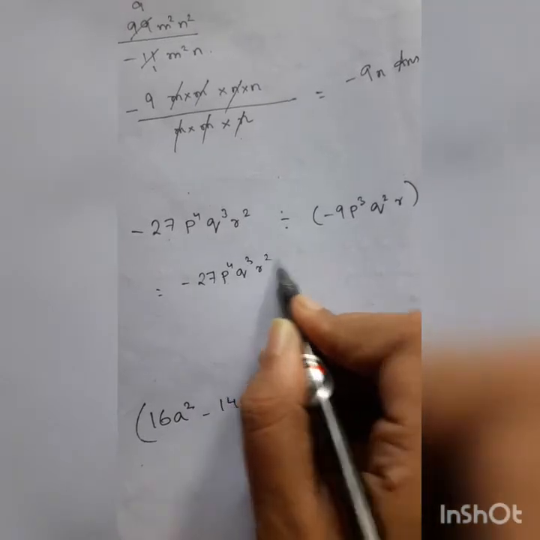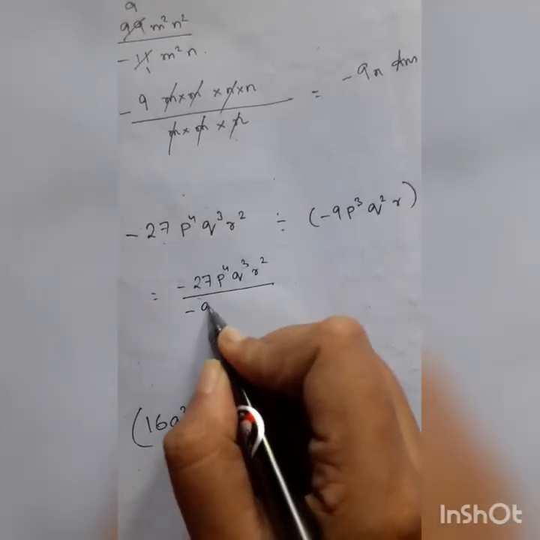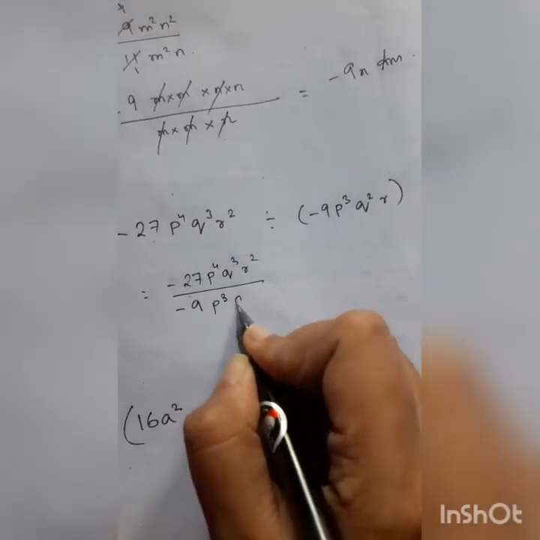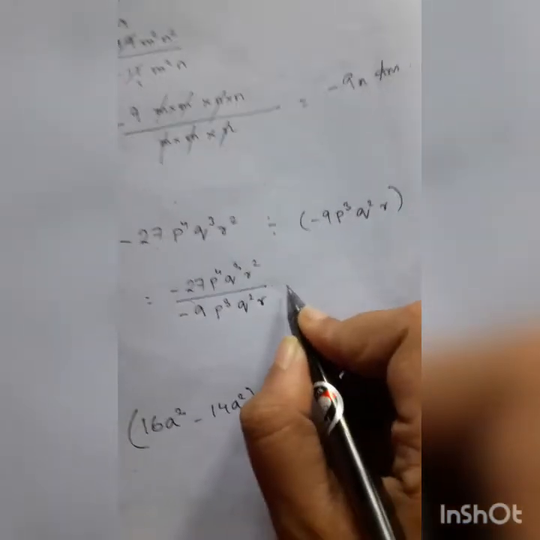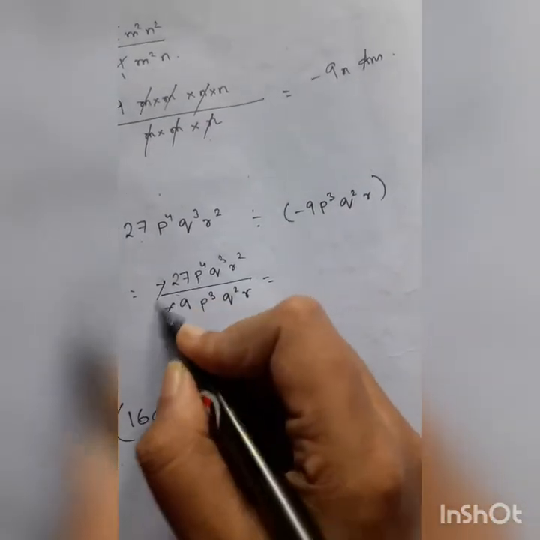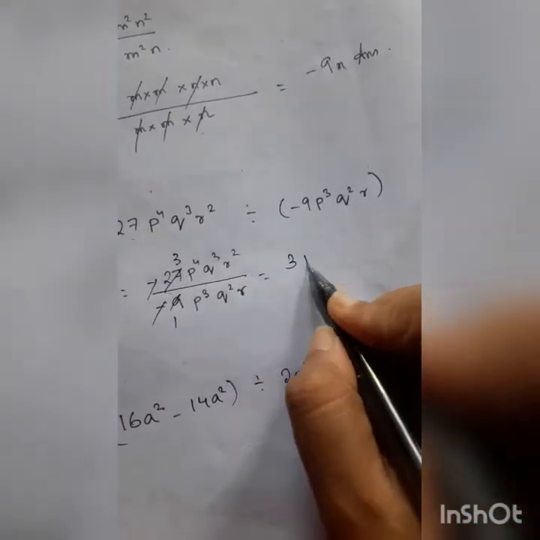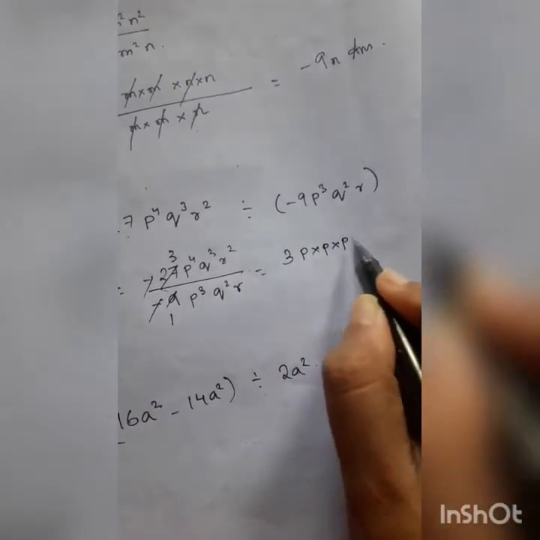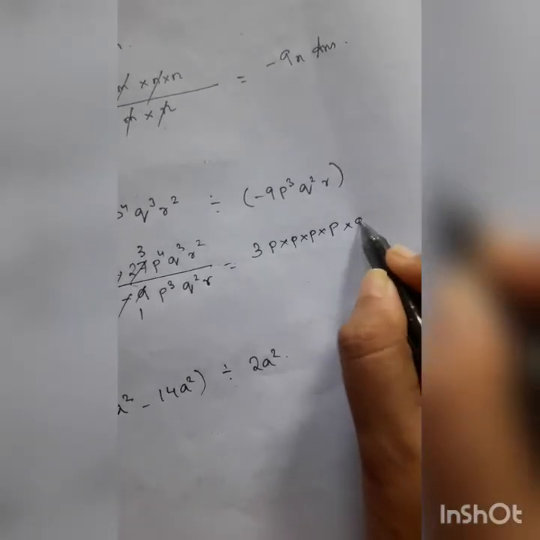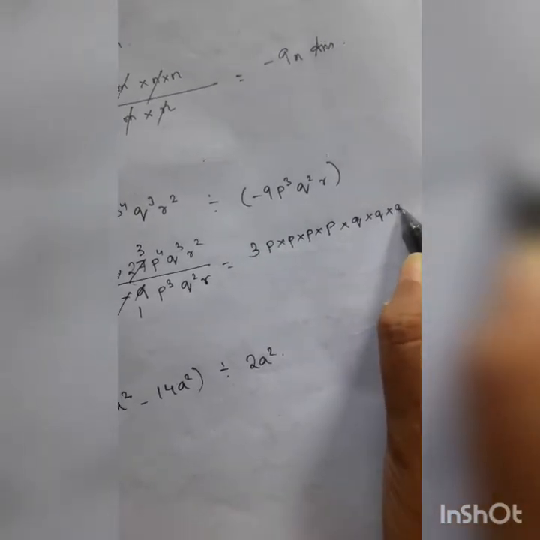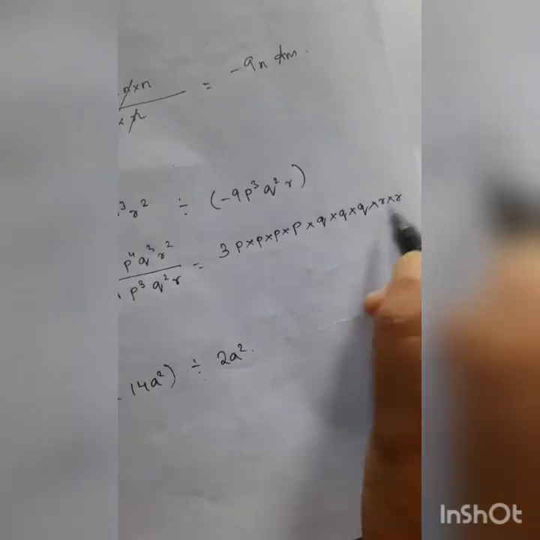Next, in number 2, you have minus 27p to the power 4 q to the power 3 r to the power 2 divided by minus 9p to the power 3 q to the power 2 r. So this can be written as: minus minus cancels, 9 ones are 9, 9 threes are 27, so 3. p to the power 4 means 4 times I will multiply p. q to the power 3 means 3 times q multiplication, and r square means r into r.